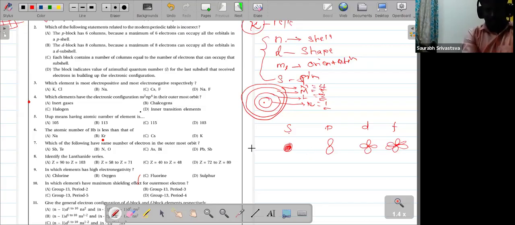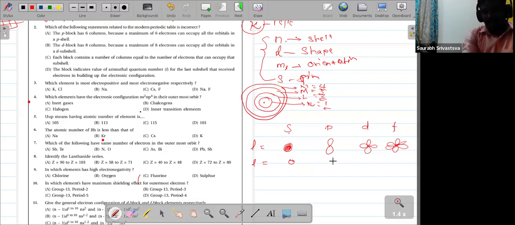This is nothing but L. So that's why we are saying L equal to 0. Why? Because it's non-directional. Non-directional means you can't say which direction, whether the orbital is oriented in the X orientation or Y orientation or Z orientation. So this is spherical in shape. All the S orbitals are spherical in shape.